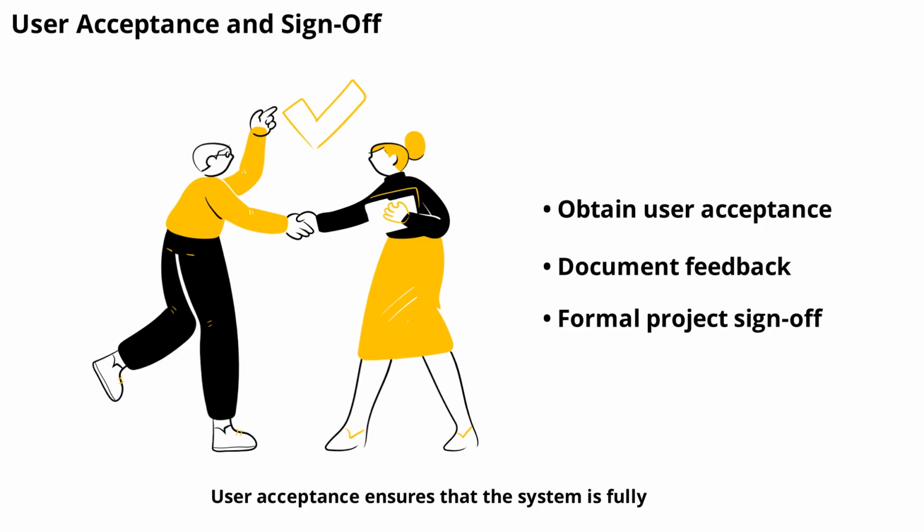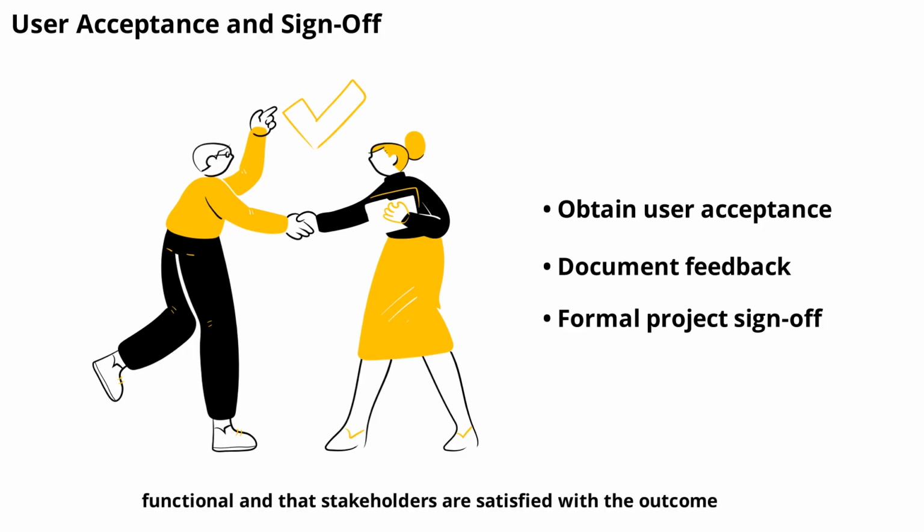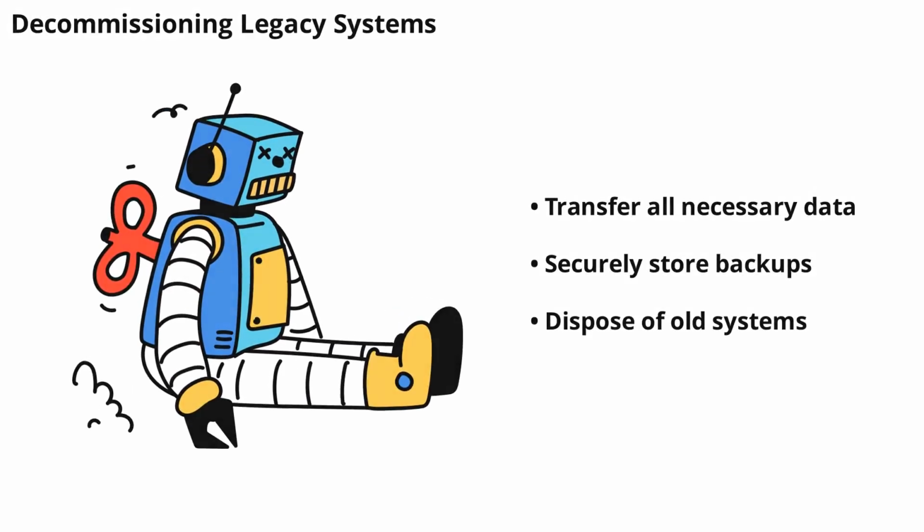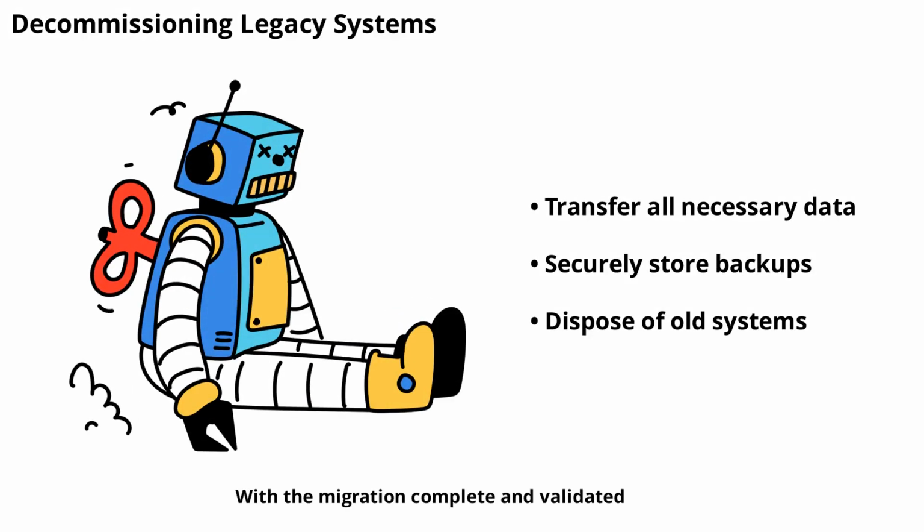User acceptance ensures that the system is fully functional and that stakeholders are satisfied with the outcome. It also provides a clear record of project completion for future reference. With the migration complete and validated, it's time to decommission legacy systems. Ensure that all necessary data has been transferred and that backups are securely stored. Follow organizational policies for data retention and secure disposal of old systems. Decommissioning reduces maintenance, costs, and security risks associated with outdated platforms.